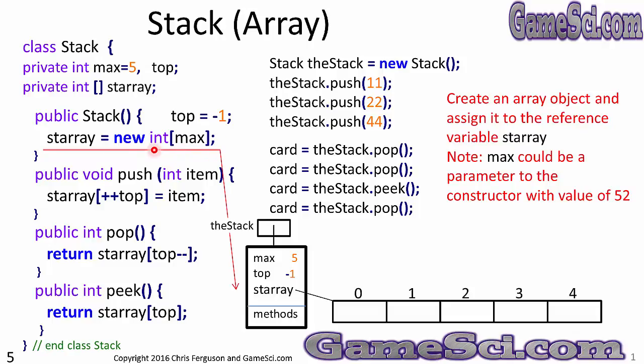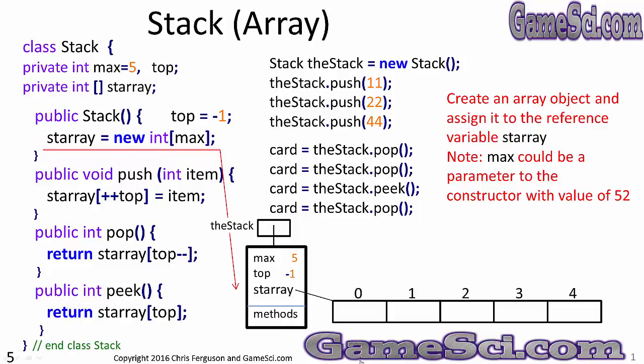Allocate the array now during the constructor. This creates an array object and assigns it the reference variable STArray. Again, max could have been a parameter. If it was for a card game, we'd set that parameter to 52, and this would be an array of 52. Obviously, an array of 52 won't fit on this screen, so I decided to go with the smaller size 5 so we can see how this works. Notice that STArray is a reference to the array object that contains the 5 elements. The array itself is an object. So this constructor is done.